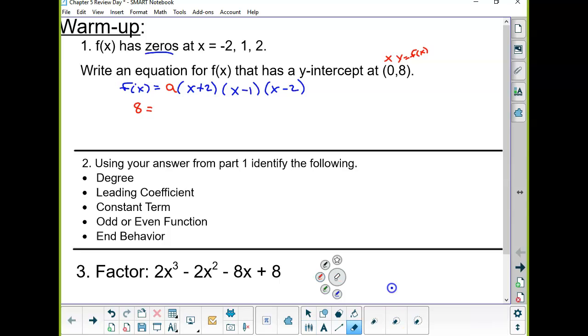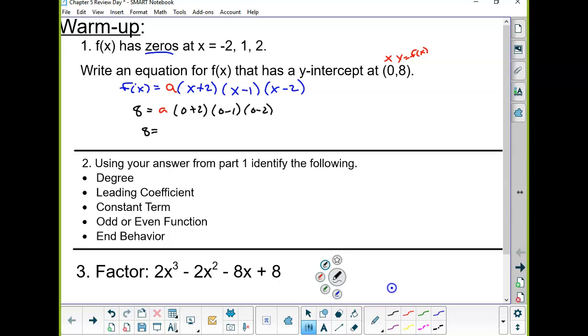I'm going to do it in color. I would get 8, and then we have a times (0 plus 2), (0 minus 1), and (0 minus 2). So we're plugging in the point (0, 8), and then simplifying and solving.